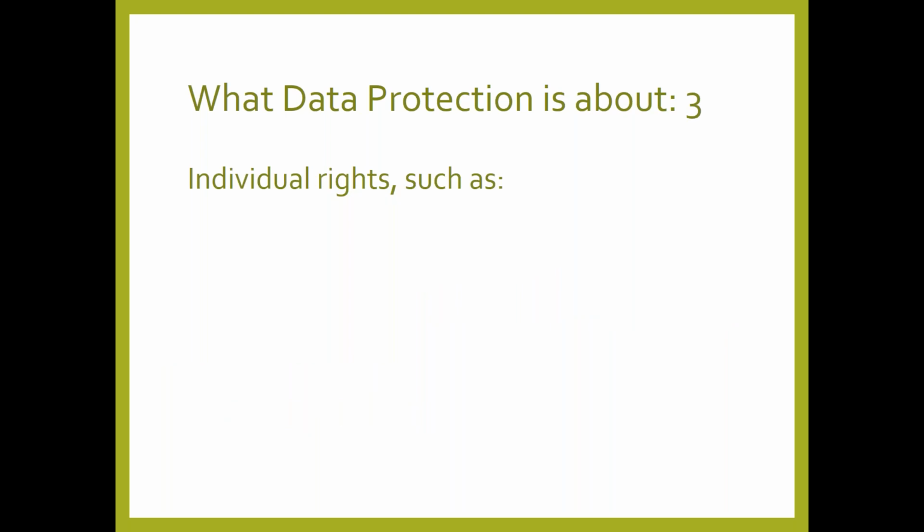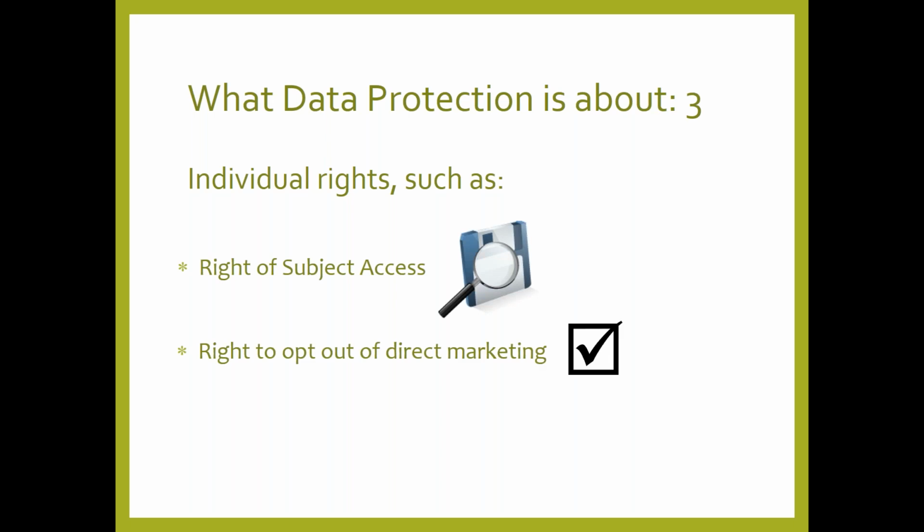And then the third and final aspect of data protection is about individual rights. People have, for example, the right of subject access, which means they can come to you and say, I want to know all the information you hold about me, and with some limited exceptions you would have to tell them that. People also have the right to opt out of direct marketing, which is a key thing that we'll be looking at today. And people have a right to compensation if you harm them in any way by the way you process their data or look after it. So there are some quite important individual rights in there that we have to understand.